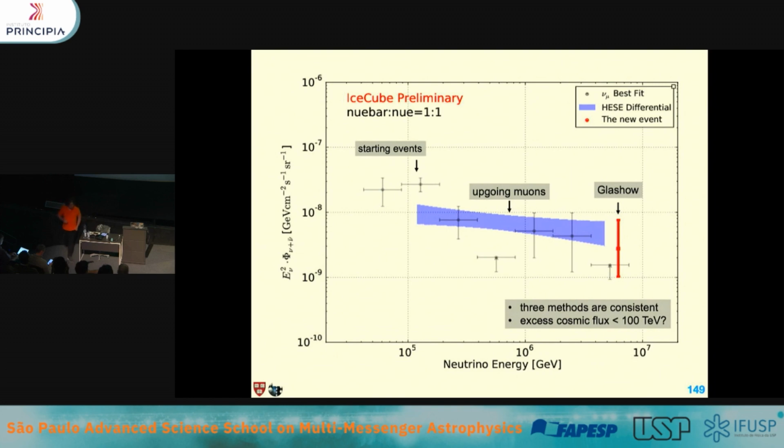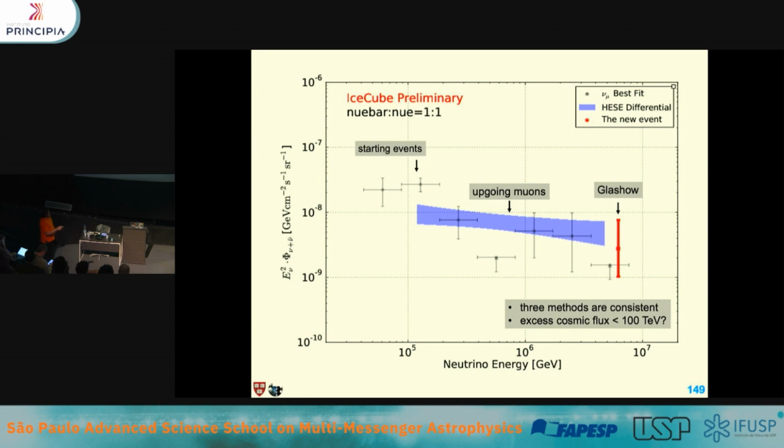So here is another way of looking at this information. Here is the neutrino energy, and this is the flux normalization at a given bin. You can see the different events here. These are the muons, and the starting events are these crosses. The reason the starting events give you an E to the minus 2.9 is because when you connect this point with this point, you get a slope that is steeper, kind of like that.